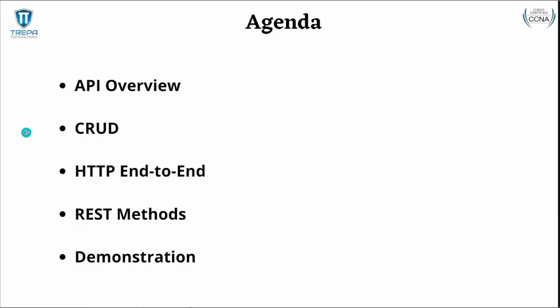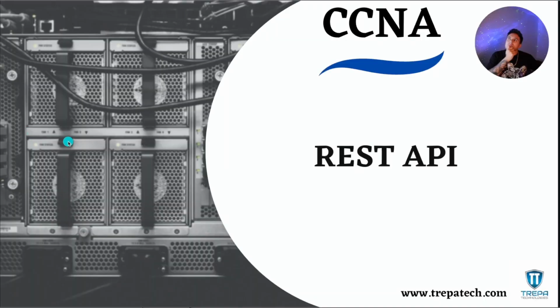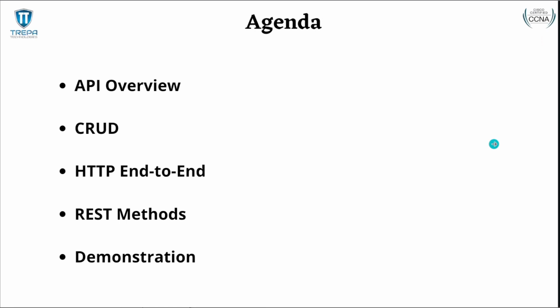Okay. So again, with the slides, we're going to go over REST APIs here. And on the agenda, we're going to do an API overview. We're going to go over the acronym CRUD. And then we're going to go over HTTP, the end-to-end communication, just a brief overview, hit our REST methods again, and then straight into the demonstration. Okay, so I'm going to bring up this whiteboard here, and we are going to go over basic API overview and then also a REST API. So let's go ahead and get started.